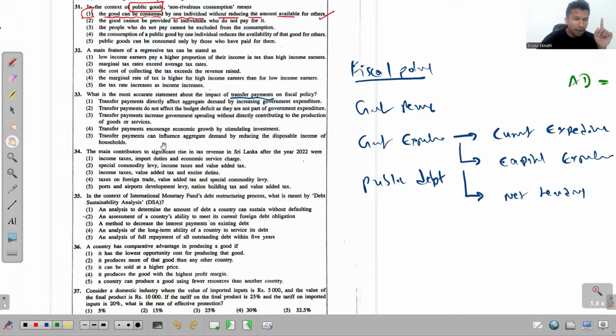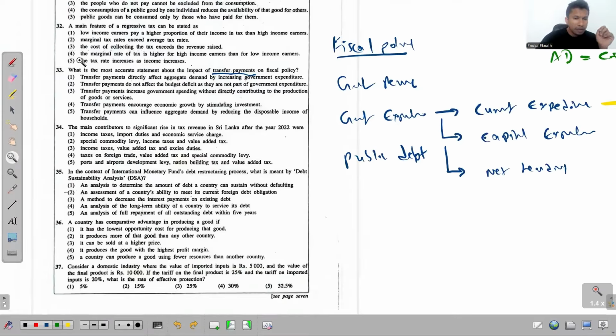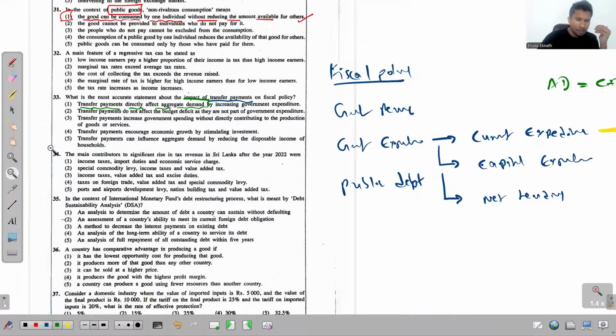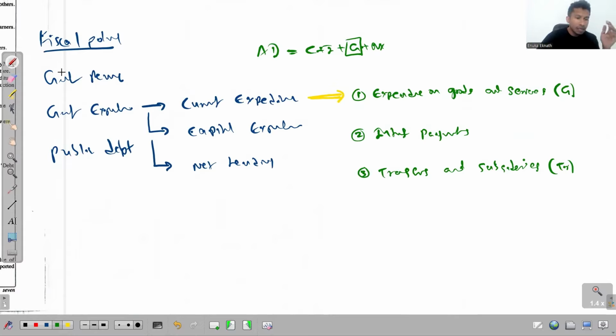So we'll read all the given options. First one says, transfer payments directly affect aggregate demand. We didn't discuss this because I just showed you the relationship between the fiscal policy and the transfers, but I didn't tell you the exact impact of transfers on the aggregate demand. So let me explain that as well.